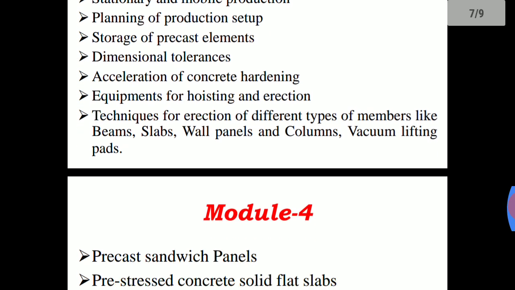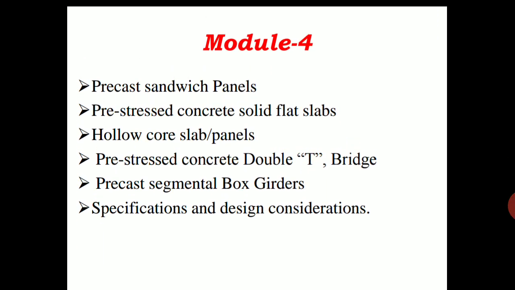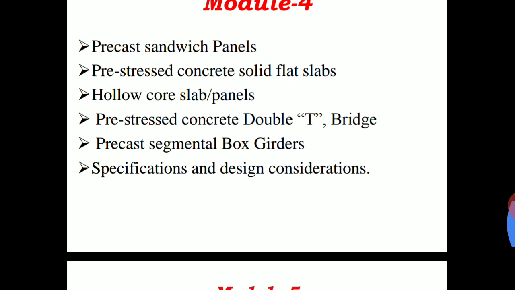And coming to the next part, module 4, here we'll study a few special structural elements such as precast sandwich panels, pre-stressed concrete solid flat slabs, hollow core slabs or panels, pre-stressed concrete double T bridges, and precast segmental box girders. Usually these elements help in the construction of different bridges, and we'll study different specifications and design considerations while manufacturing these structural elements in module 4.